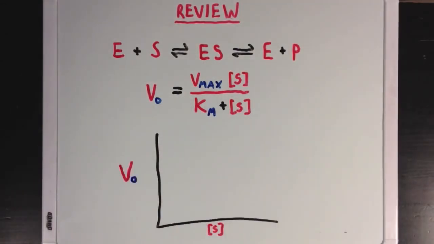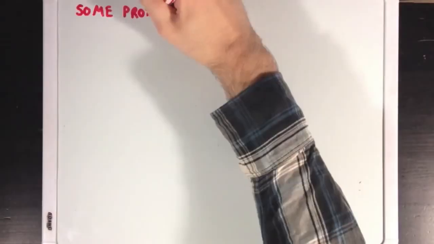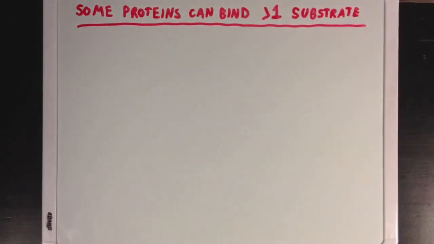Also remember that as you increase substrate concentration, the speed of product formation will level off at its maximum value, as shown on this graph. Now, the first thing that I want to talk about is that some proteins can bind more than one substrate, and not all enzymes have just one active site.